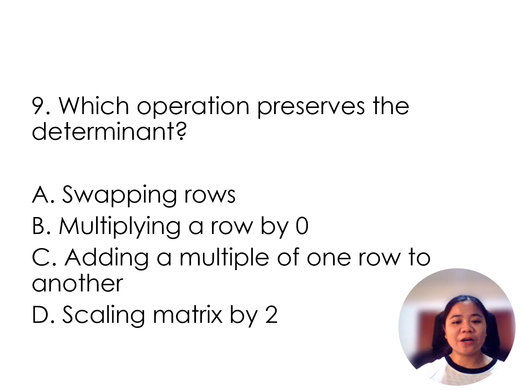Now let's proceed to number 9. Which operation preserves the determinant? Is it swapping? Is it multiplying a row by 0? Or letter C, adding a multiple of one row to another? Or letter D, scaling matrix by 2? Which operation preserves the determinant? Are you done?